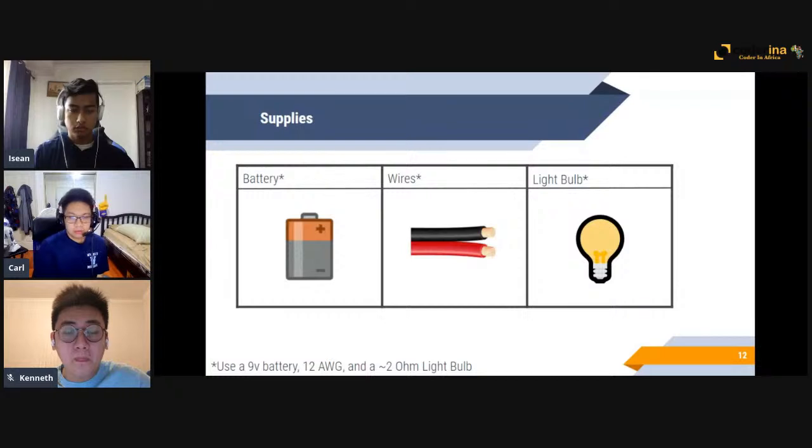For this example, we'll be using one battery, two wires, and a light bulb. For specific components, we have it below. But first, watch the presentation before you start anything.